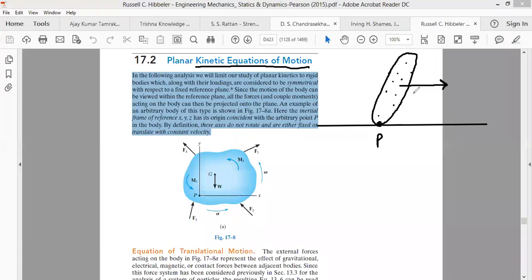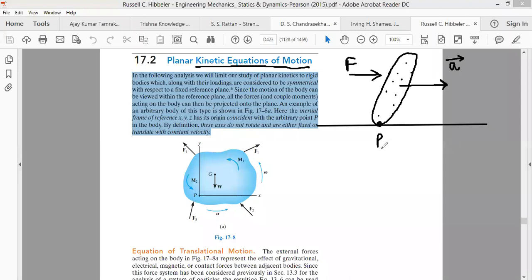This is the rigid body, and it is acted upon by some forces. A number of forces are acting on this rigid body. Let's suppose force F is acting on this rigid body, and because of the application of forces, let's suppose this rigid body is accelerating. Its acceleration is A. Now we have selected a point, which we call point P.